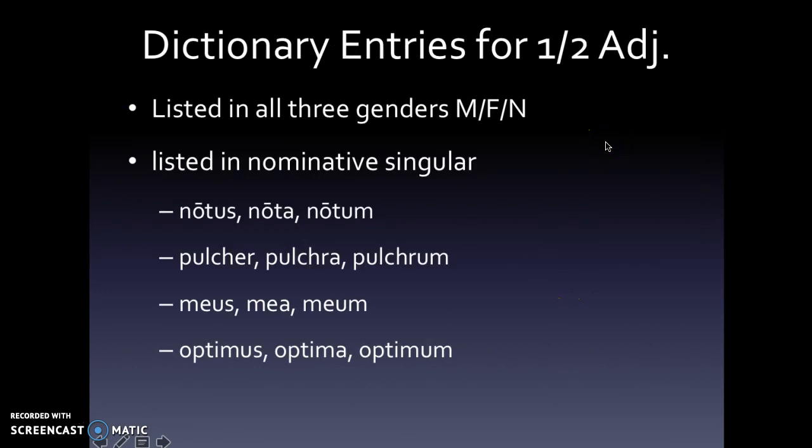All right, how the dictionary entries work for adjectives. For specifically the 1-2 adjectives, they'll be listed in all 3 genders, masculine, feminine, and neuter. For example, notus, nota, notum, pulcher, pulchra, pulchrum, meus, mea, meum, optimus, optima, optimum.